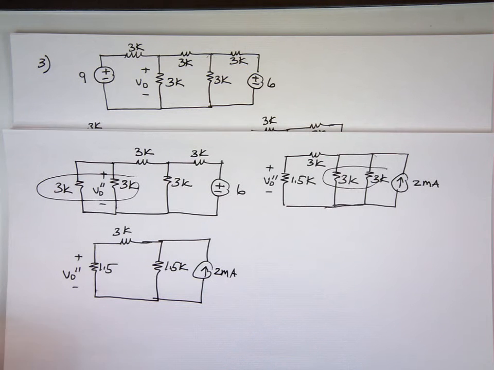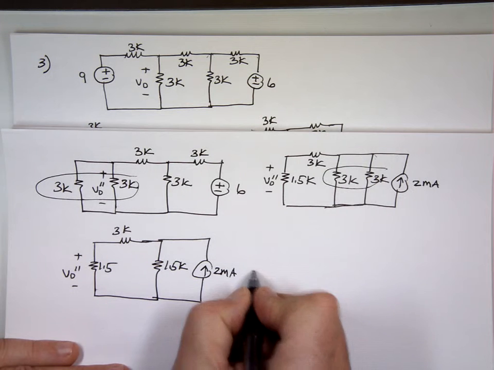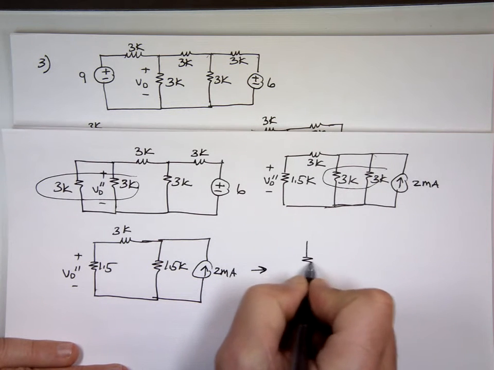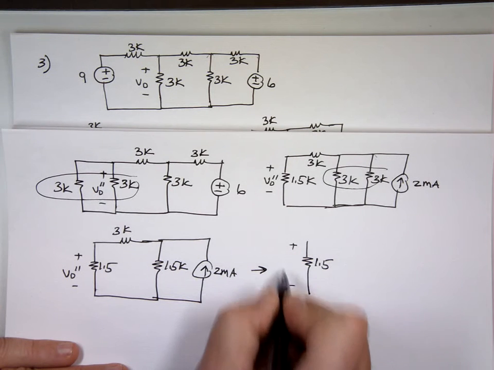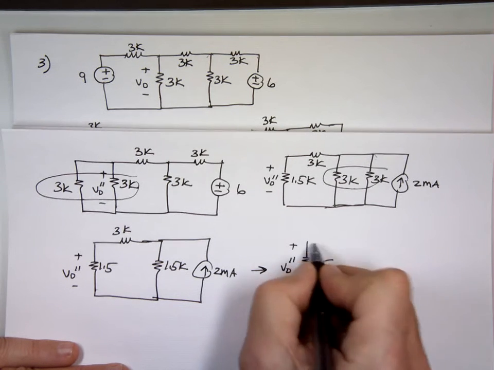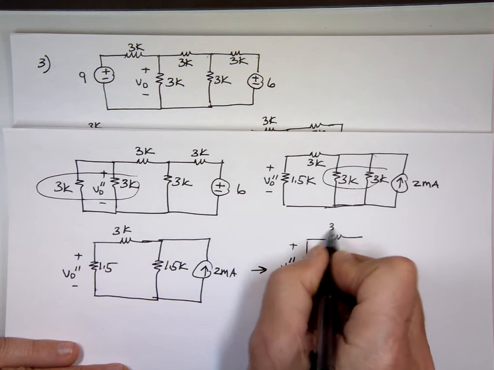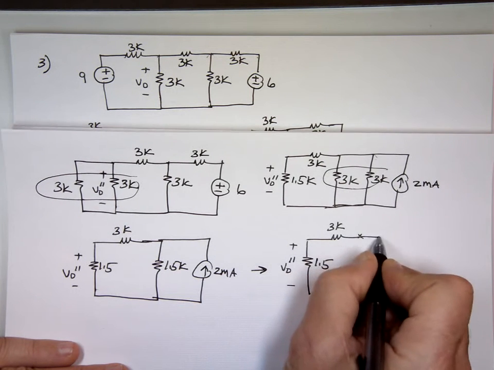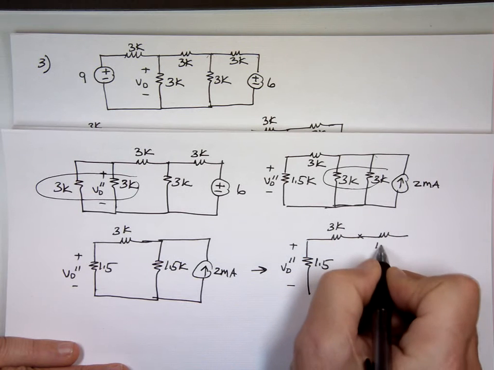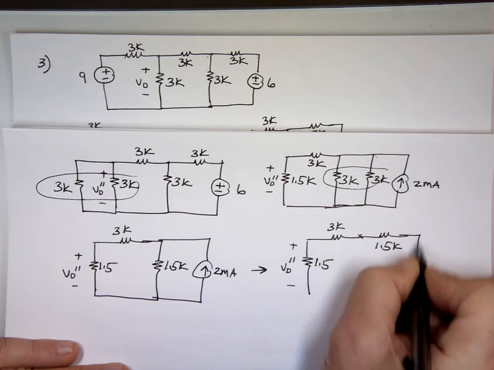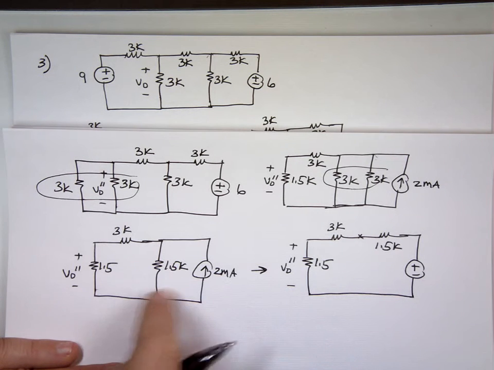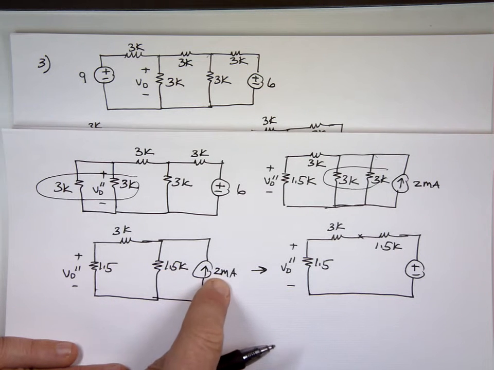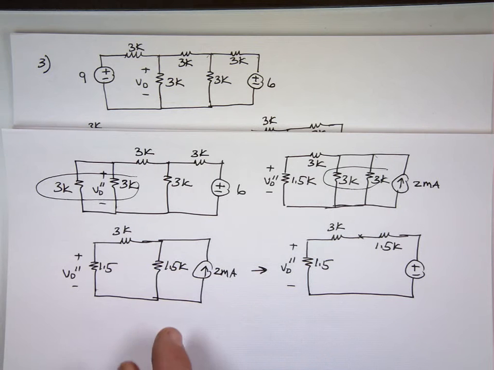Do source transformation again. The worst part about this is just redrawing. And now this will be a resistor on the top of 1.5K with the voltage source of the value V equals I times R. 1.5 times 2 milliamp. What's 2 times 1.5? Is that a 3?